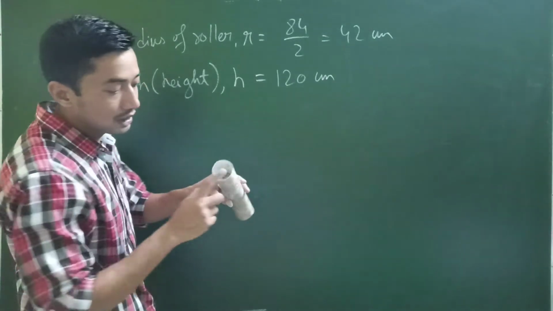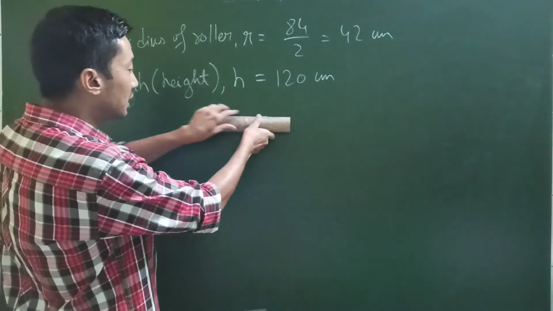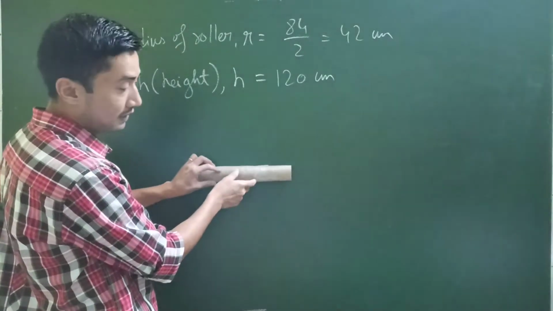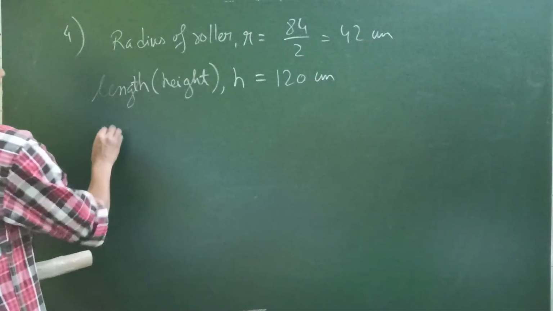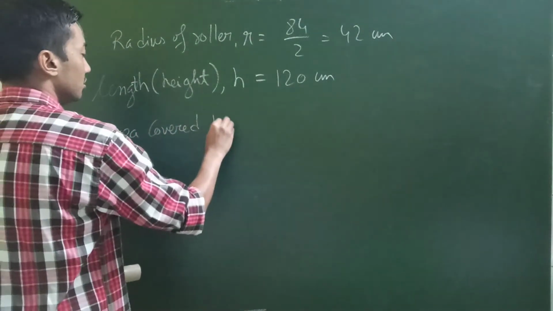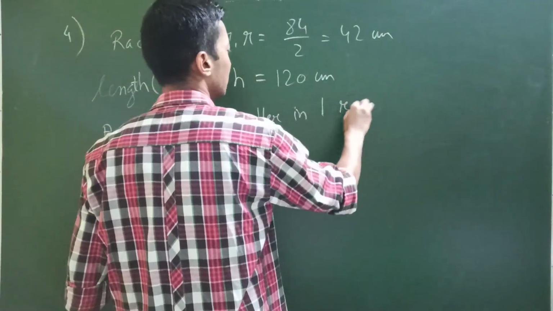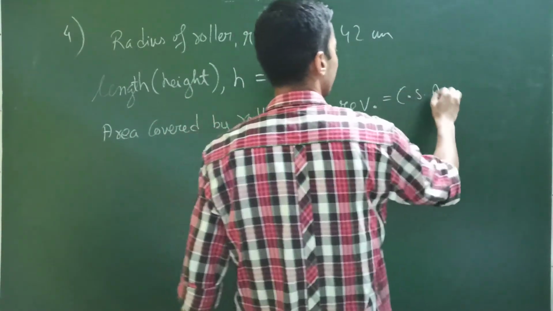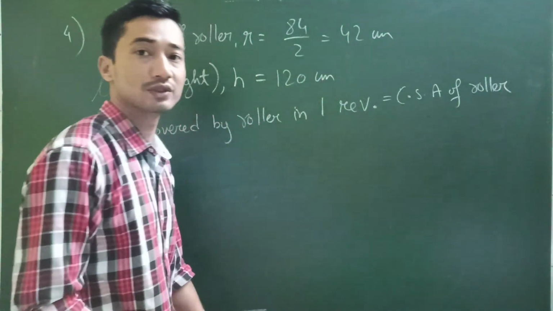We know that a roller is made up of metal. This portion also exists, but when it completes one revolution, only the curved surface area is leveling the ground, not the circular portion. So the area covered by the roller in one revolution will be the curved surface area of the roller.